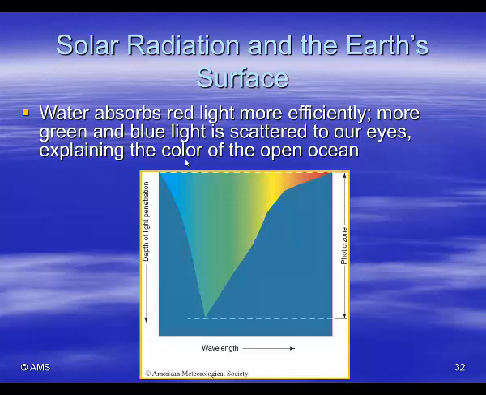Water tends to absorb red light more efficiently than green or blue. More green and blue light is scattered to our eyes. This explains why the ocean has a bluish color. Any of you who are divers know that as you go down deeper, you start to lose the red and yellows and things become very gray and bluish looking.